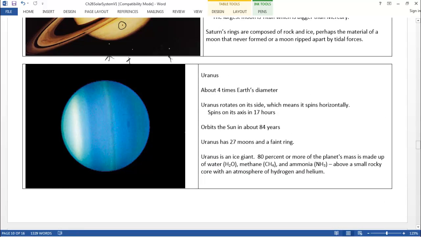Uranus is about 4 times the size of Earth, and its feature is that it spins on its side. So if the North Pole is over here, it's spinning in this direction, kind of on its side. That's unique of all the planets.